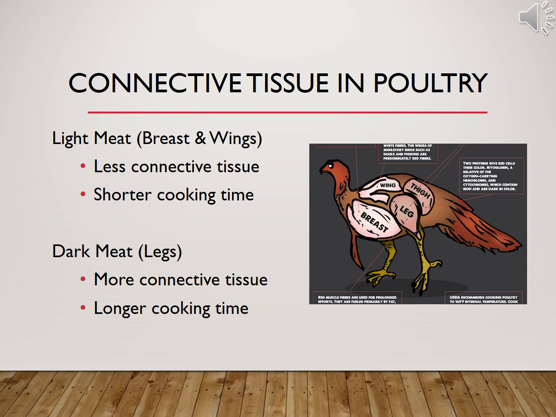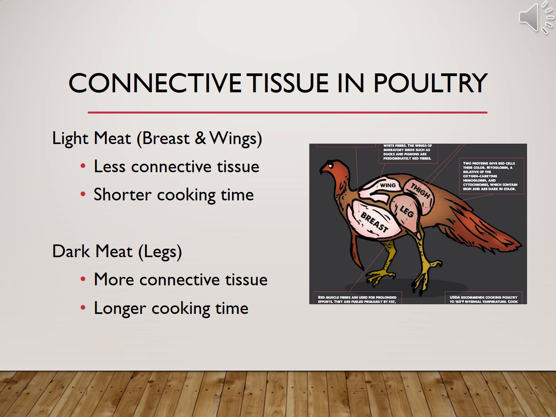So there are two main types of meat that we get from poultry. They can be broken down into white or light meat, which is the breast and the wings, or the dark meat, which is the legs. The light meat is less exercised and therefore has less connective tissue and requires a shorter cooking time. So light meat is more similar to fish and, right off the bat, much more tender.